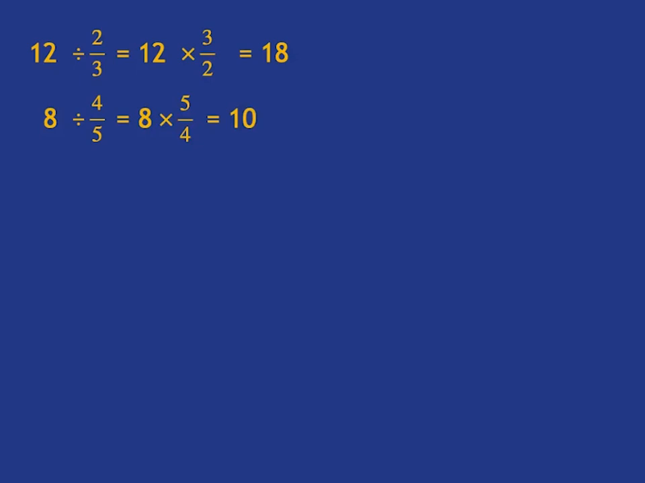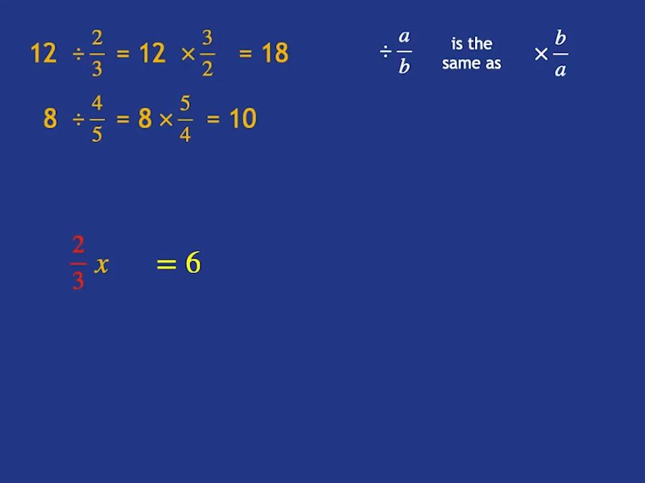The important thing I want you to note is that dividing by 2 over 3 is the same as multiplying by 3 over 2. Dividing by 4 over 5 is the same as multiplying by 5 over 4. So dividing by a over b is the same as multiplying by b over a. Why is this important to me? Well, the kind of equation I want you to be able to solve now is one like this, where we've got 2 over 3x equals 6.